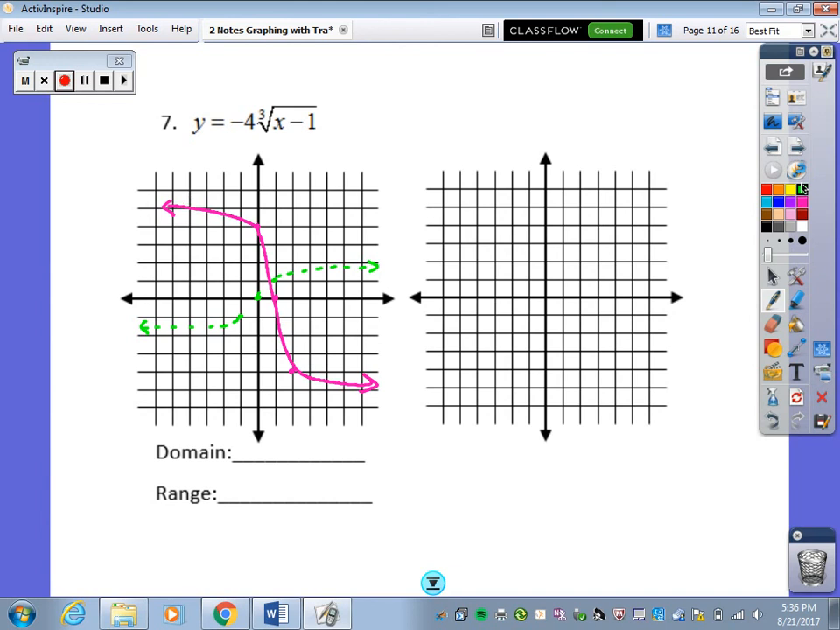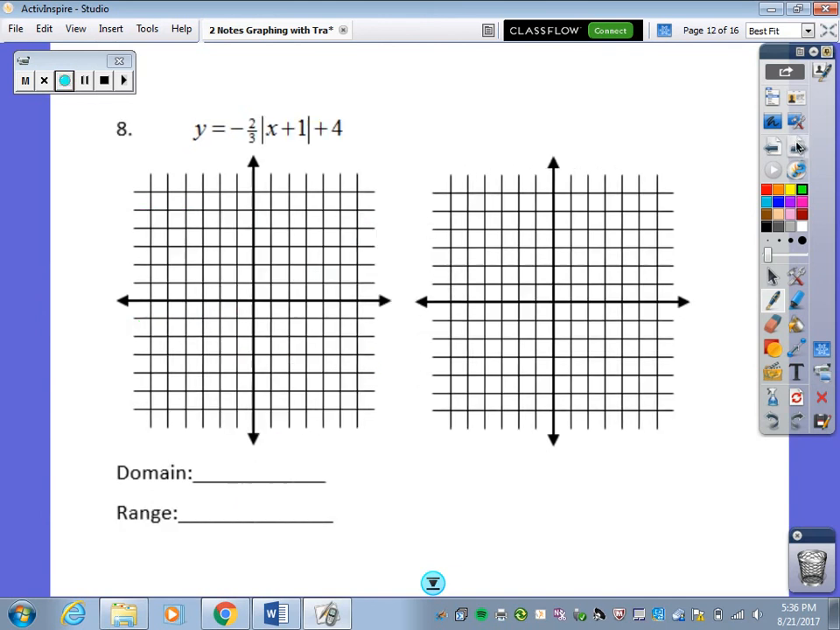Our domain, just as before, is all real numbers, and so is our range. Now let's look at the next problem. So here we also have a couple transformations going on. We know our absolute value function looks something like this originally. So now we need to transform this function.